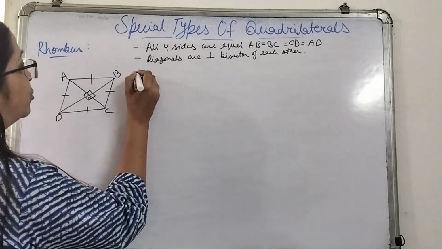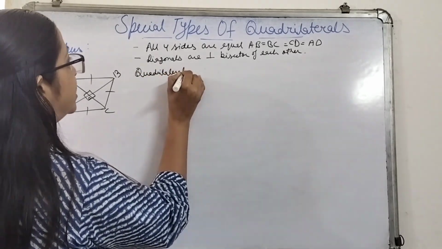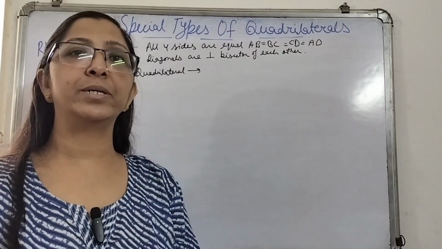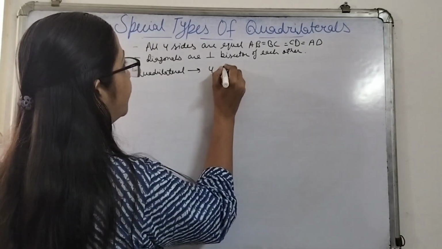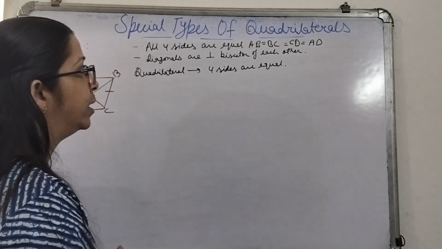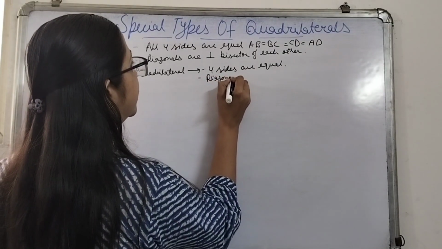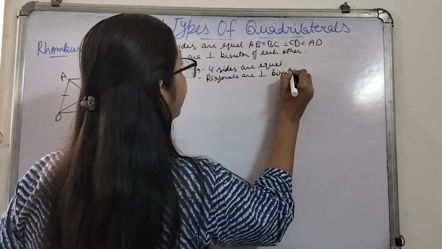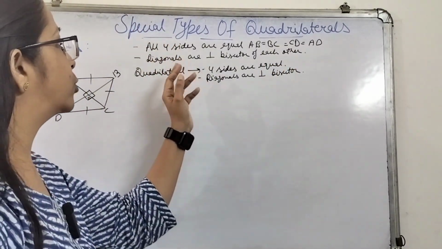So if any quadrilateral is given to us and we need to prove that the given quadrilateral is a rhombus, then what we need to prove is that all four sides are equal, and diagonals are perpendicular bisectors of each other. If we prove these two things, then we can say that the given quadrilateral is a rhombus.